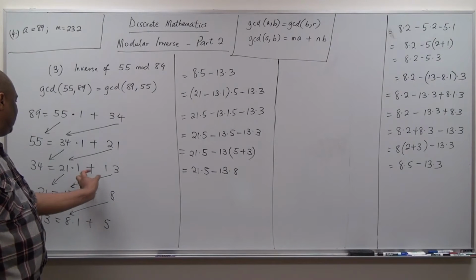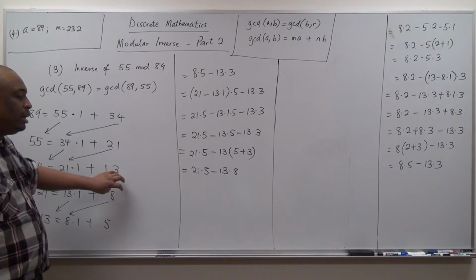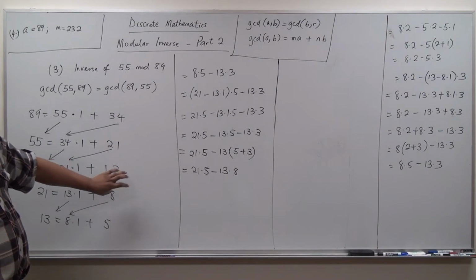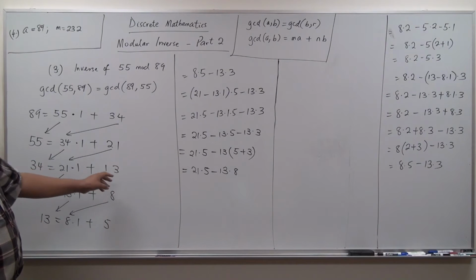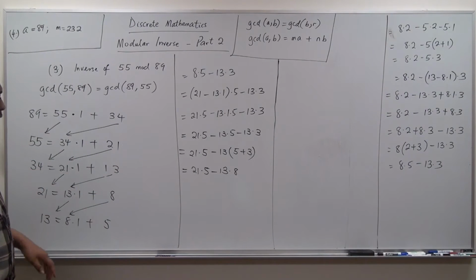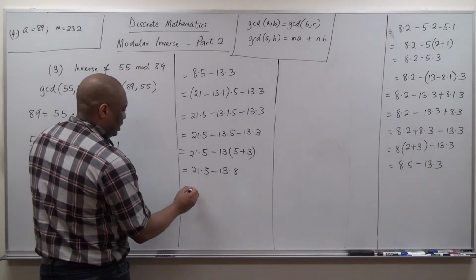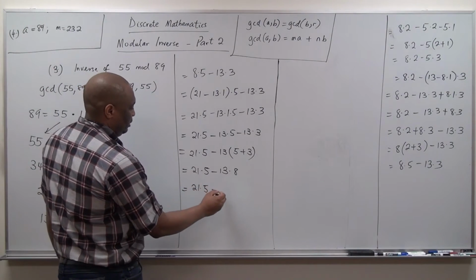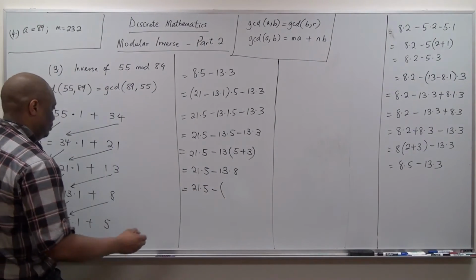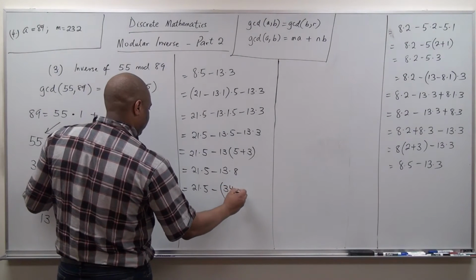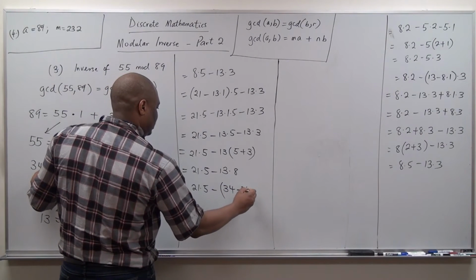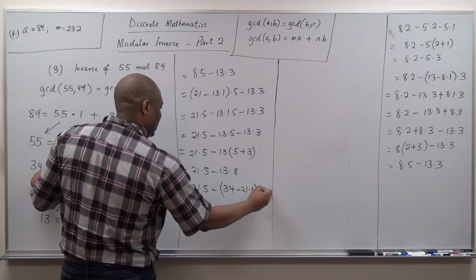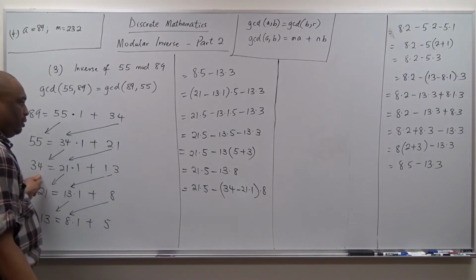The next thing now is to express it in 34 and 21 as we solve for 13. Right? And 13 is equal to 34 minus 21 times 1. So this will now be 21 times 5 minus 13 is what? 34 minus 21 times 1, then times 8. Right?